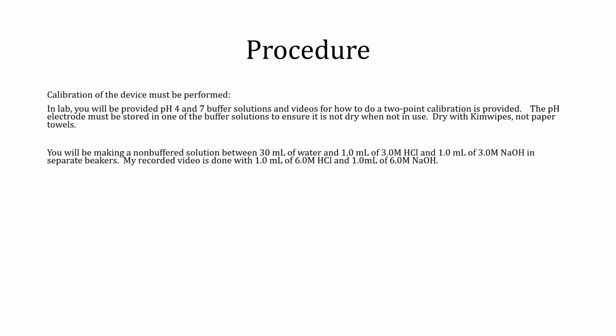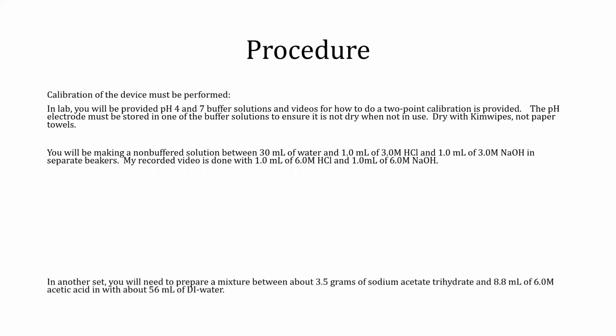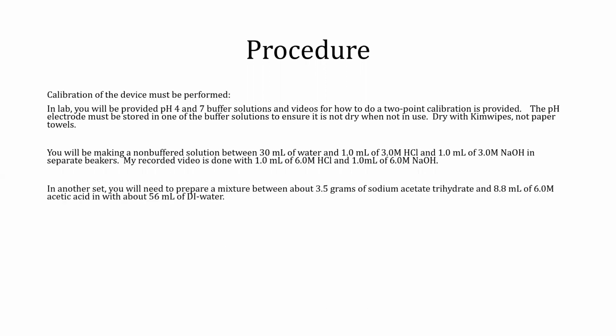You will be making a non-buffer solution between 30 milliliters of water and 1 milliliter of 3 molar HCl and 1 milliliter of 3 molar NaOH in separate beakers. My recorded video is done with 1 milliliter of 6 molar HCl and 1 milliliter of 6 molar NaOH. In another set, you will need to prepare a mixture between about 3.5 grams of sodium acetate trihydrate and 8.8 milliliters of 6 molar acetic acid in with about 56 milliliters of DI water.